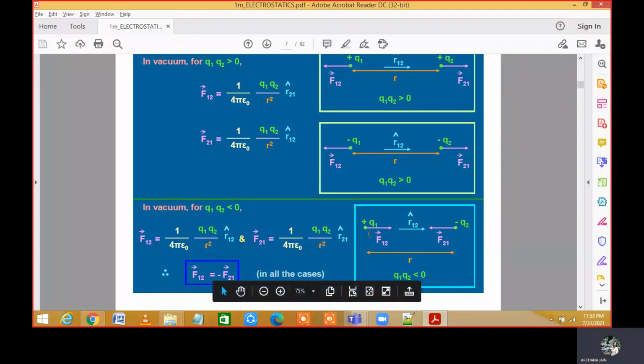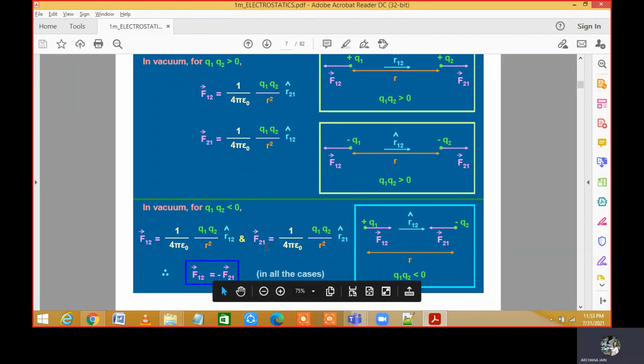Now again see, F12 is towards Q2 and F21 is towards Q1. The distance between the two is again R. Now here, see one thing which is different from the first case. The magnitude of F12 is the same, 1 upon 4 pi epsilon naught Q1 Q2 over R square. But see the direction of F12. Now the direction of F12 is in the direction of R12. That's why here we have taken R12 cap.